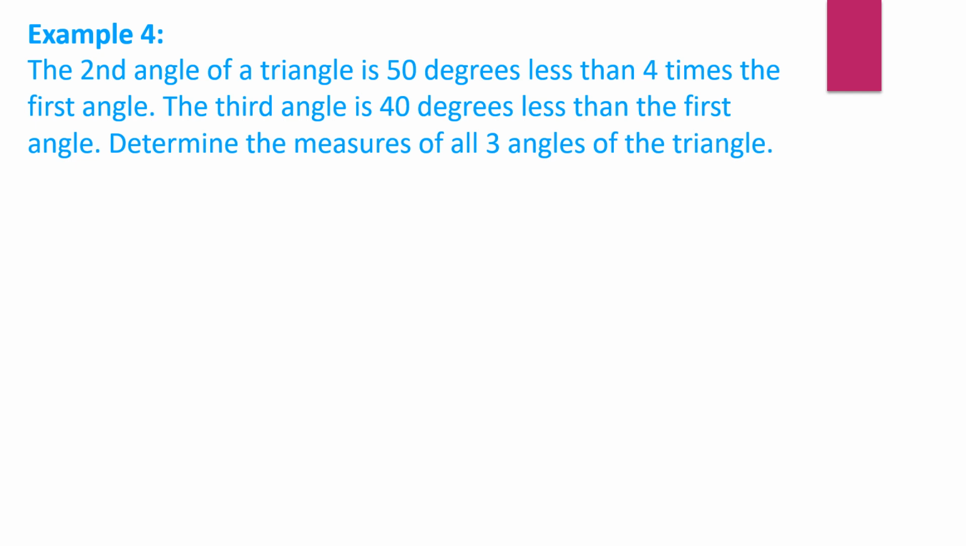We have a word problem talking about a triangle. The second angle of a triangle is 50 degrees less than 4 times the first angle. Stop for just a second. Don't freak out. Keep reading. We'll come back. The third angle is 40 degrees less than the first angle. Determine the measures of all 3 angles of the triangle.